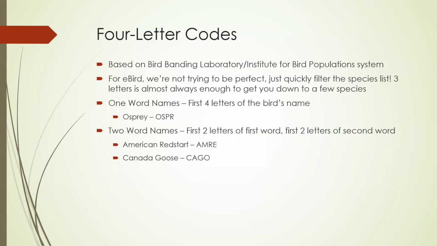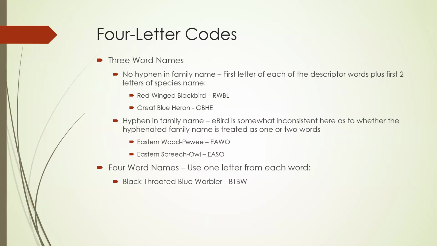Okay, going on with short form entries, 3-word names. There are 2 different variants on this depending on how the bird's name is set up. I should have looked up the technical term for this, but we'll go with the family name being something like blackbird or goose or robin or warbler. If there's no hyphen in the family name and it's a 3-word name, so the descriptor is the first 2 words, you're basically going to use the 1 letter from each of the descriptor terms and then the 2 letters from the family name.